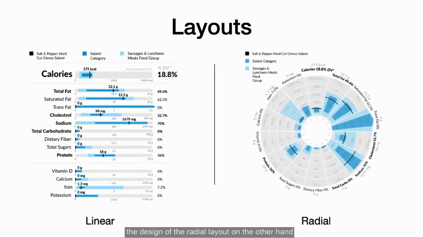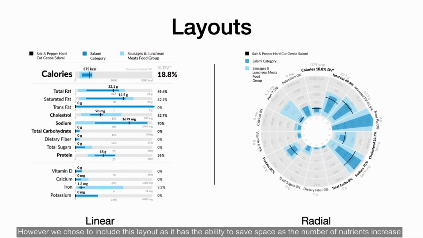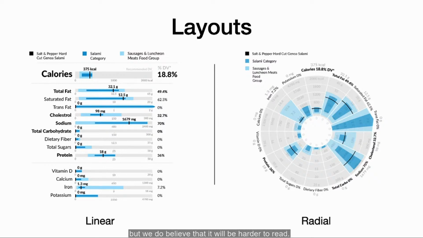The design of the radial layout, on the other hand, deviates significantly from that of the standard label. However, we chose to include this layout as it has the ability to save space as the number of nutrients increase. But we do believe that it will be harder to read.